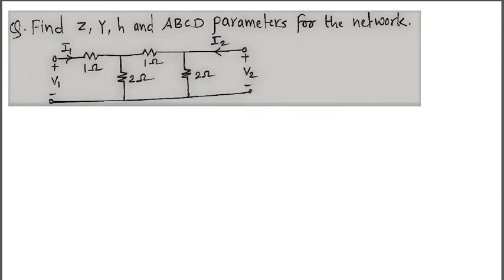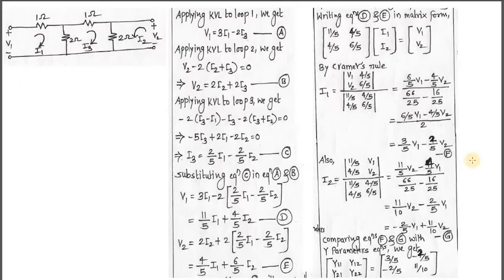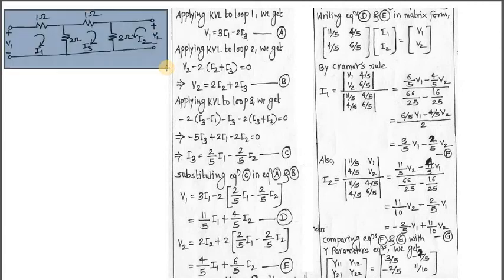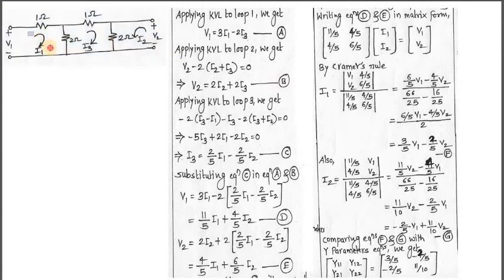Before we start applying KVL, we know that we need to assign loop currents to the loops in the given circuit. So we will assign loop currents. The circuit after assigning loop currents can be seen as this. This is the same thing that we have done already while finding out the z parameters. Look at this. I1 is a loop current assigned for loop number 1, I2 is shown as a loop current for loop number 2 and I3 is shown as a loop current for loop number 3.